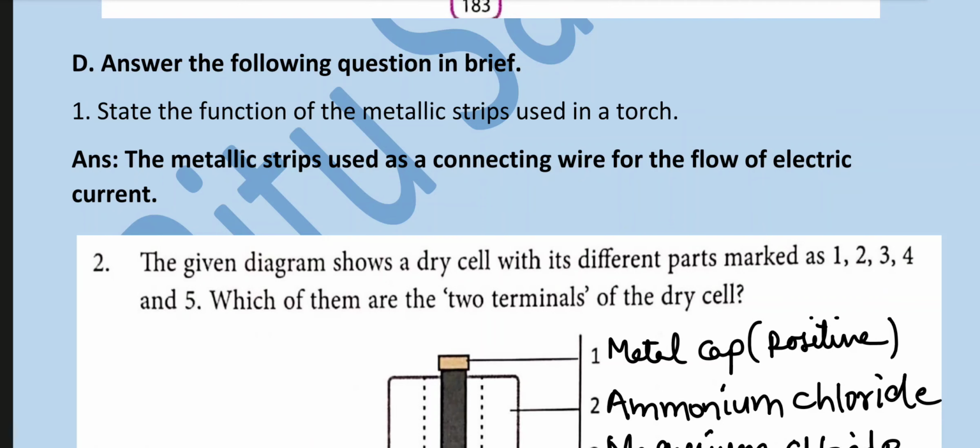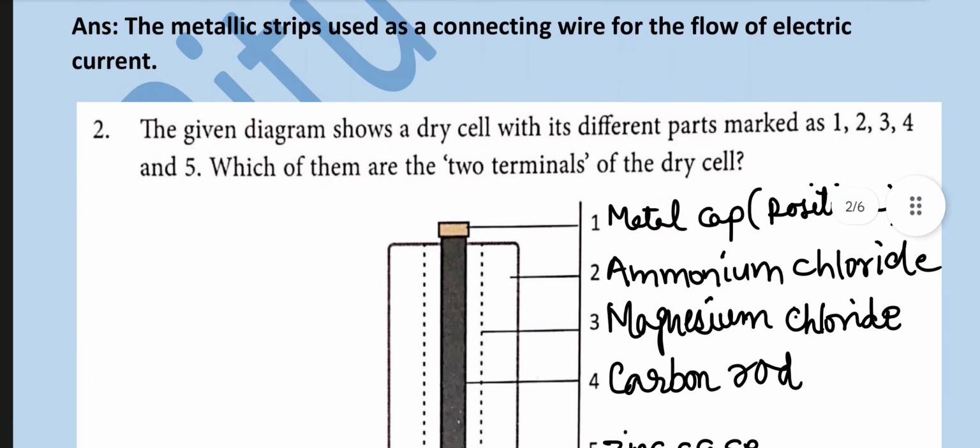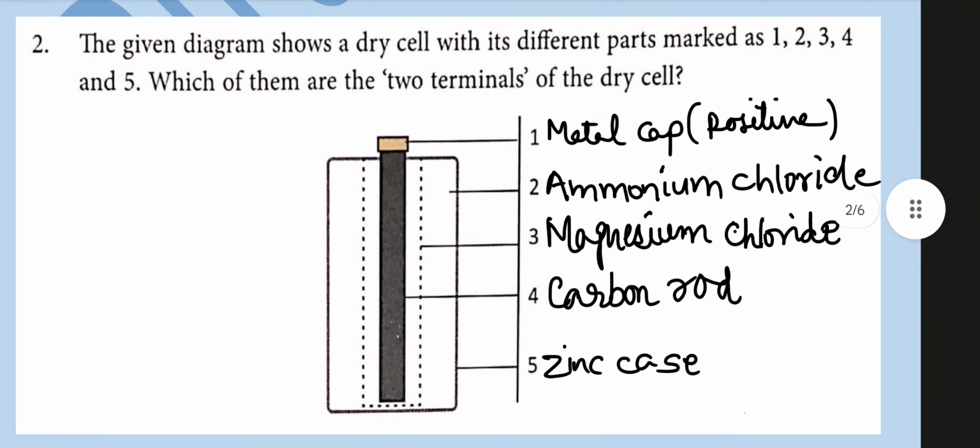Now short answer type. State the function of the metallic strips used in a torch. The metallic strips are used as a connecting wire for the flow of electric current. Now this is the dry cell and you have to label the different parts of this dry cell.